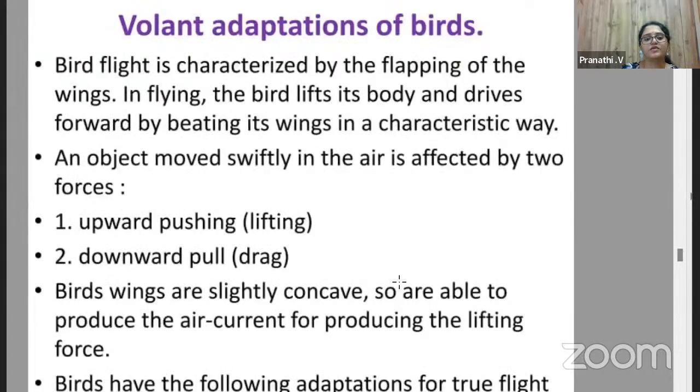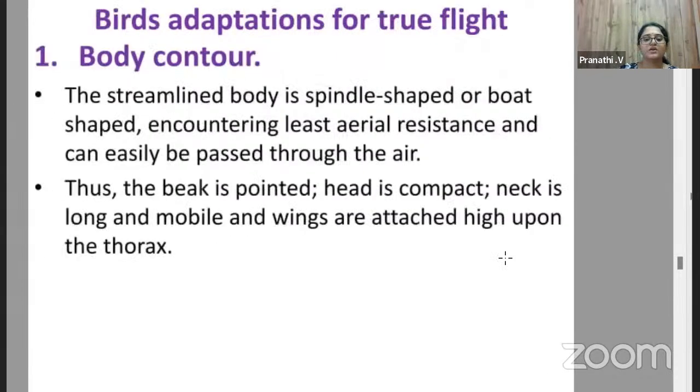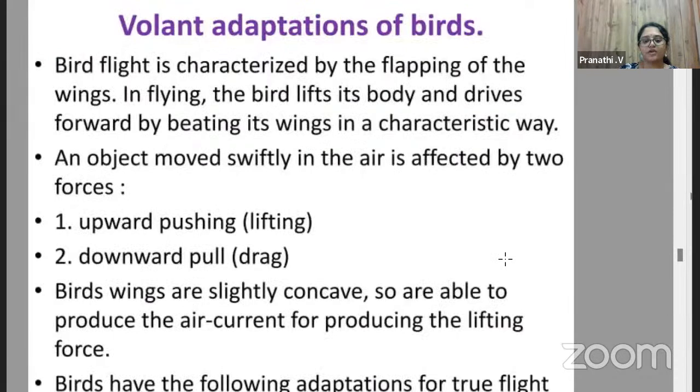So this is used for two kinds of movement, which is upward pushing, that is the lifting of the bird, and then the downward pull, that is the drag. So birds have this kind of concave structure so that they are able to adapt, or they are able to fly in the air current.